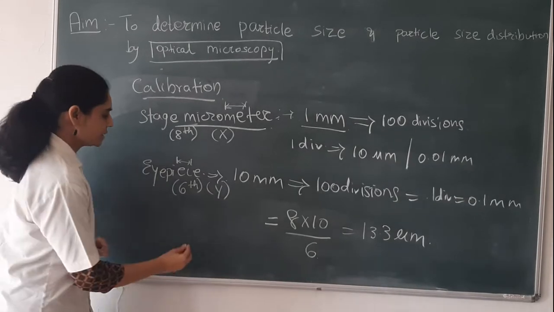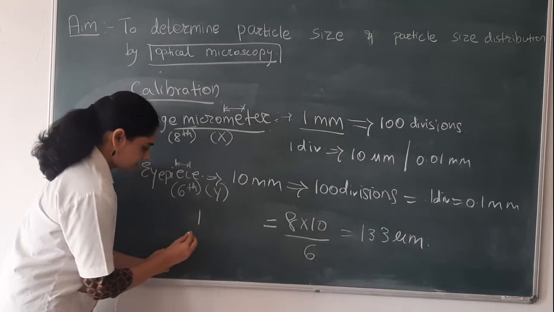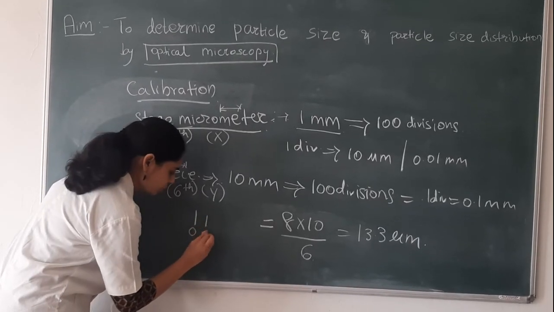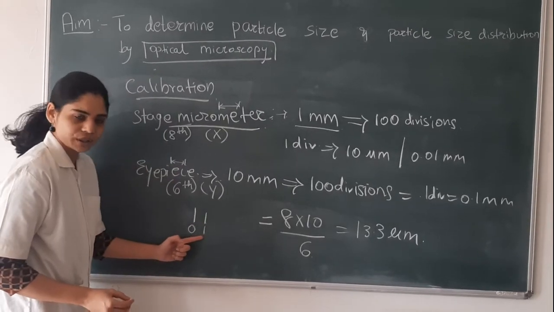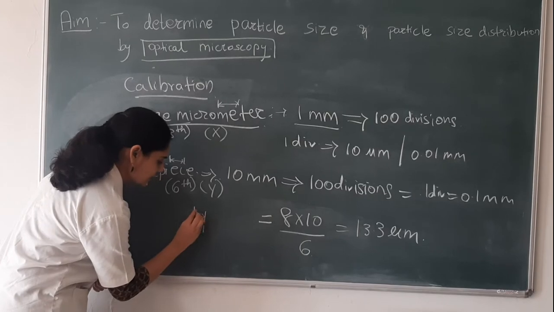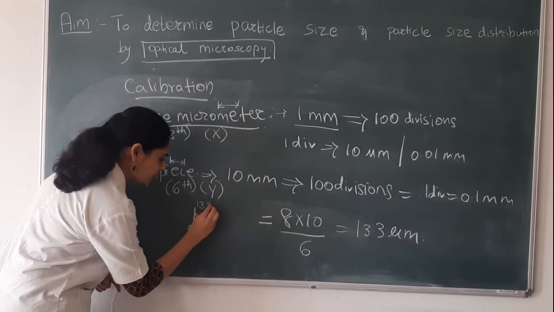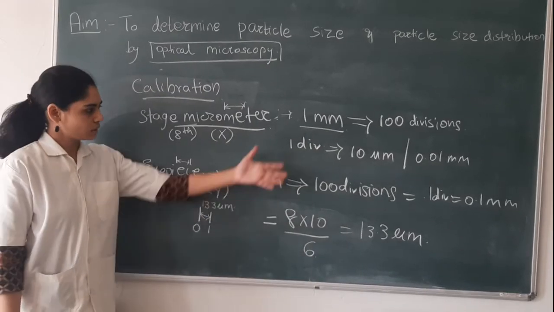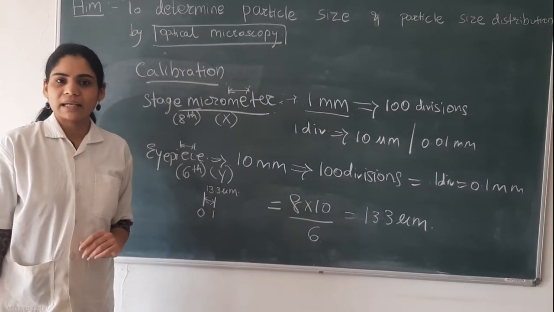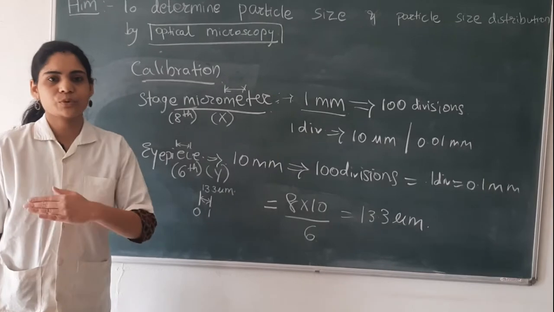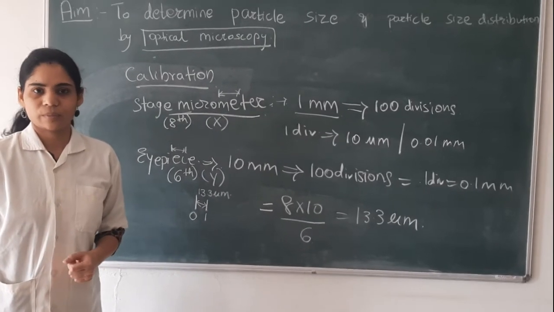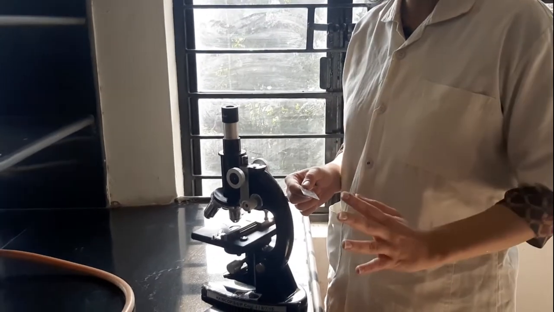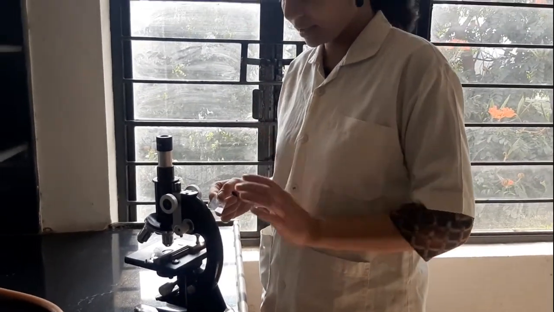That means the distance between the 0 point of the eyepiece and the 1 point of the eyepiece is equal to 13.3 micrometers. Okay, so this is all about the calibration of the eyepiece. Now we will proceed with the actual experiment. We will see the process of calibration once again. We have seen the calculations of calibration, but we will see the procedure.